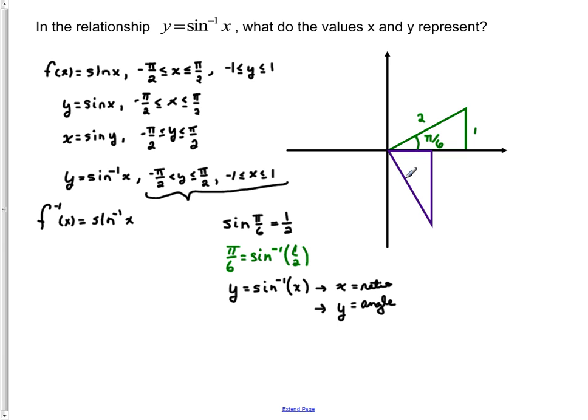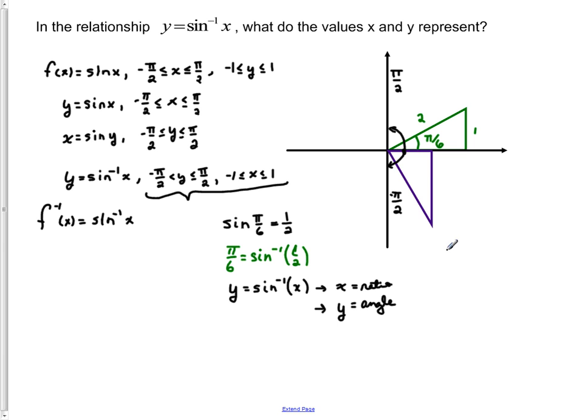Now I drew another one down here in purple just so that we could see it. What happens with this relationship? Well, let's take our y values then. Our y values are the angles, so the y values are limited to being angles whose values range from negative pi over 2, which, if you recall, in standard position is an angle that starts on the x-axis and rotates in the clockwise direction 90 degrees, a right angle, or as high as pi over 2.